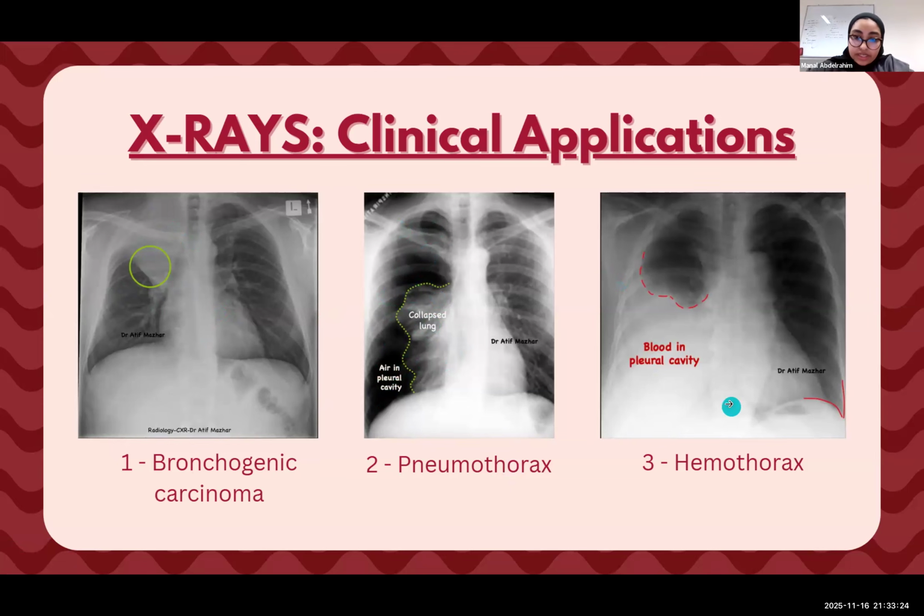Here, it's hemothorax, where it tells you there's blood in the pleural cavity. And it's not black like here. Here, it was just air. But here it's fluid and it's blood. So this is hemothorax, and this is the collapsed lung. This is the collapsed lung. This is clear? Yes.